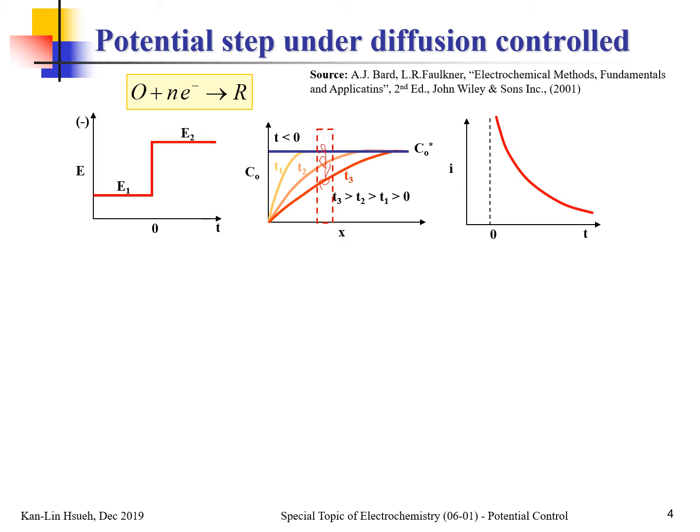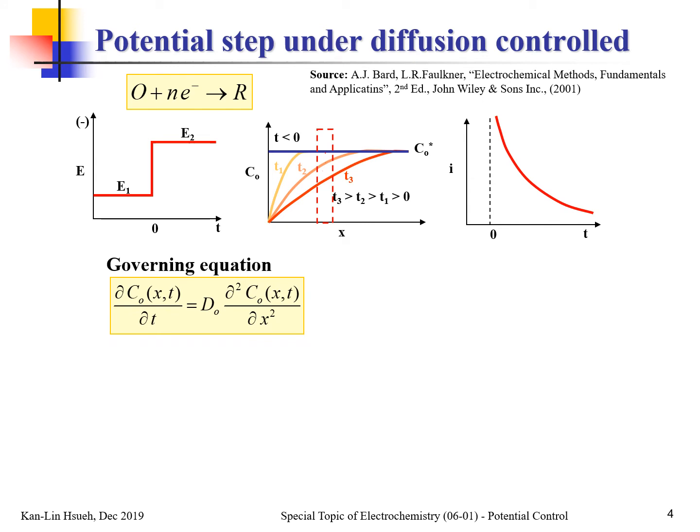So it depends on how much the material diffuses in and diffuses out of the box. So we can make a material balance, the so-called governing equation. The left side tells us, for a given time, whether the concentration of species O as a function of time will decrease or increase. The reason for the decrease or increase is diffusion from the left side to the right side.